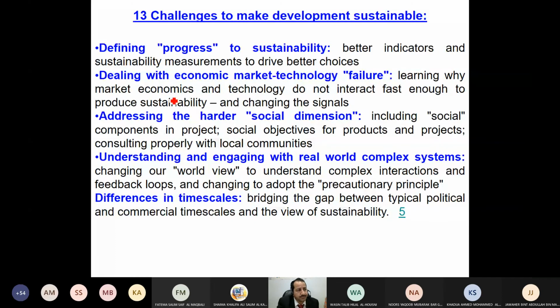The first one is we need to define progress. For example, we need to put formulas, theorems, and procedures for how we can measure progress on the level of sustainable development. The other one is economic and market technology failure. We need to learn how to deal with it.